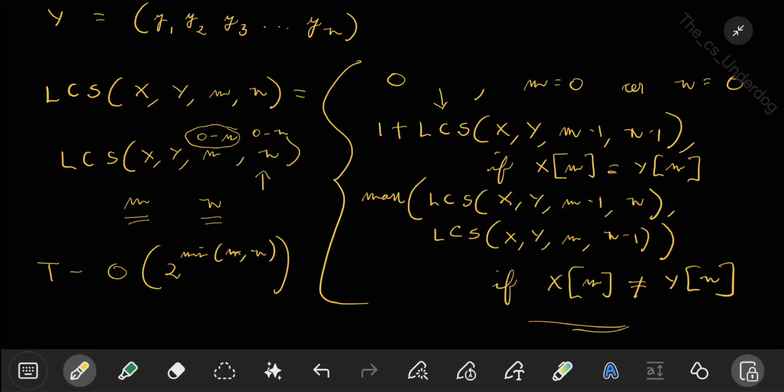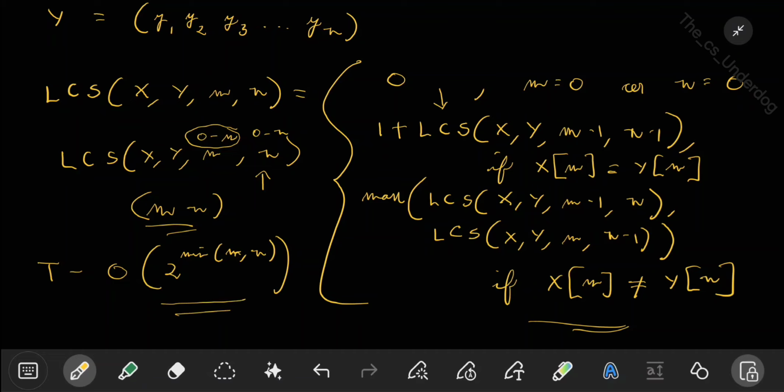If you think again, you will understand that if there are m different possibilities for the size of x and n different possibilities for the size of y, then the total possible problems, the total possible recursive calls, are m into n. So m n is the total number of recursive calls possible. When I say number, I mean total different recursive calls.